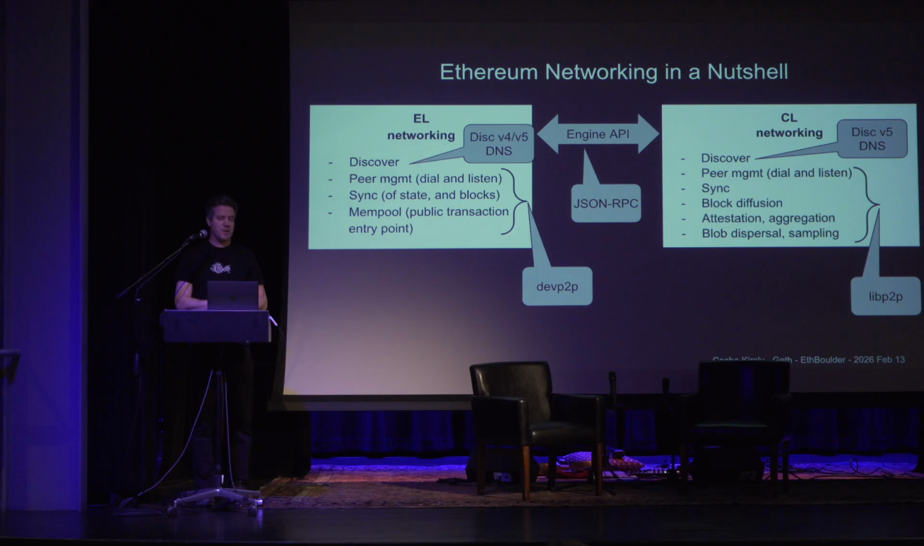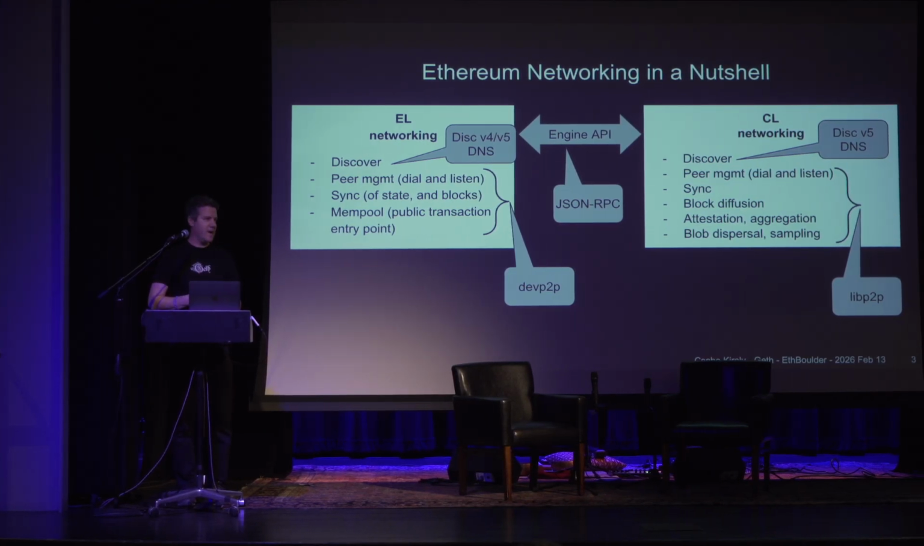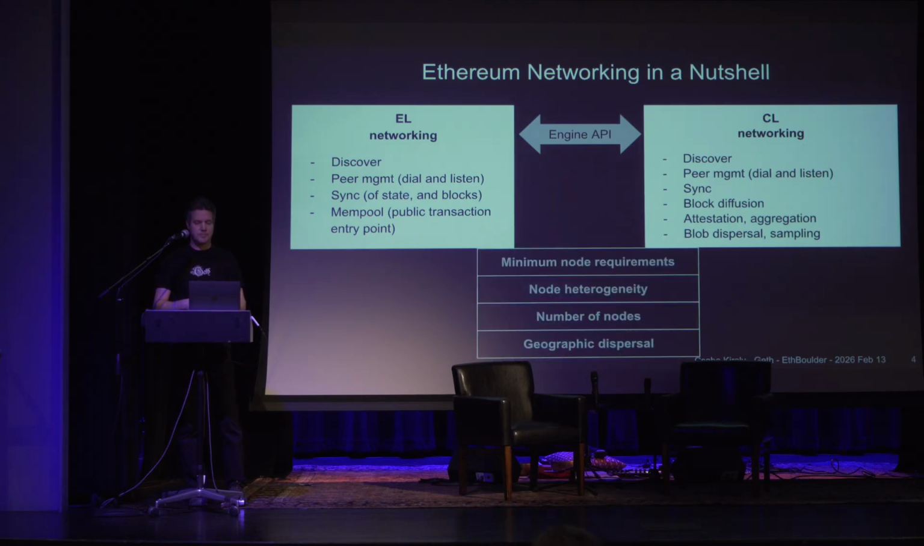Each one of these uses different protocols. I mean, not each, but we have a bunch of protocols. And I won't be going into the details of these protocols. Just notice that there are many of them. We have discovery protocols, V4, V5. We have P2P on the execution layer side. We have P2P on the consensus layer side. And there's also a connection between the two clients running on the same node. This is the engine API.